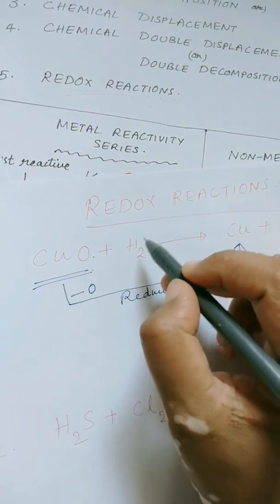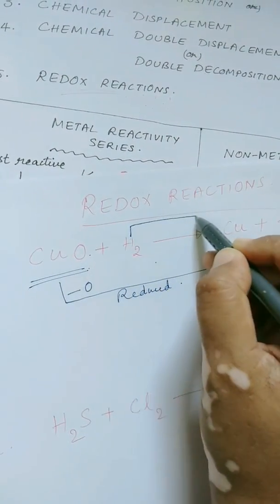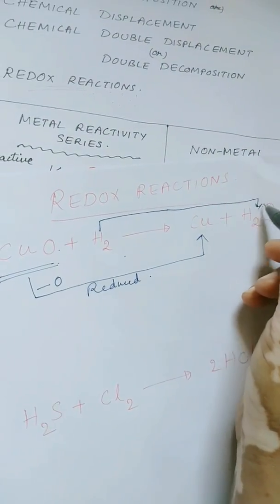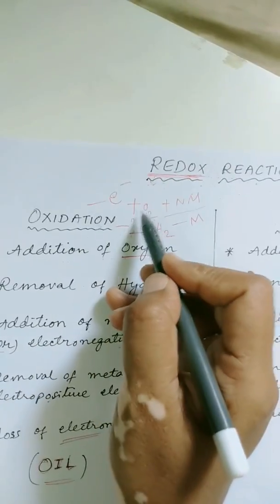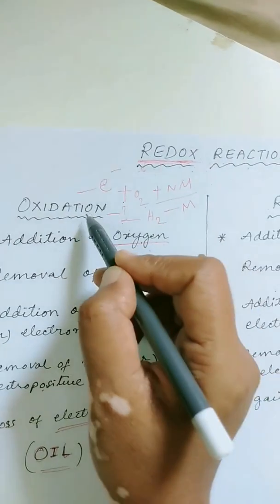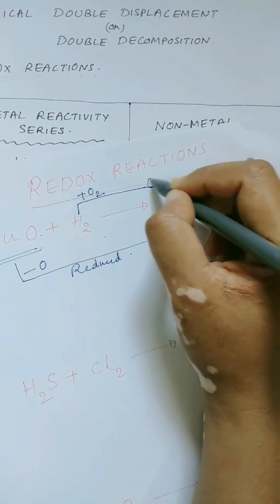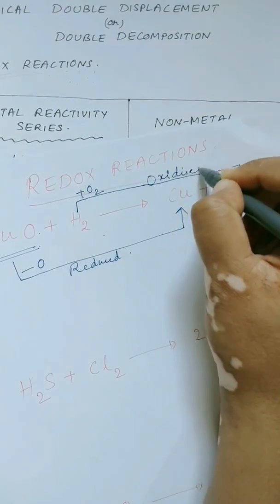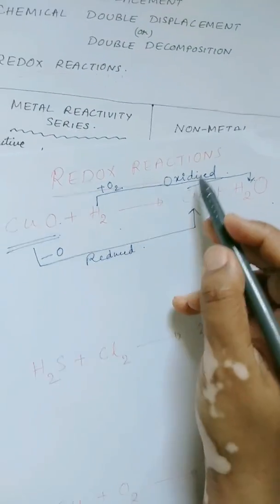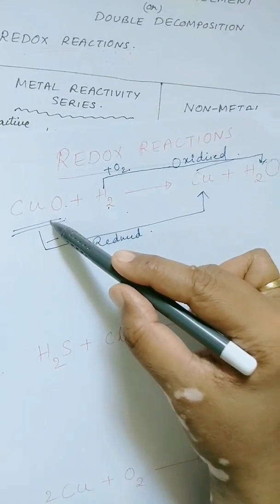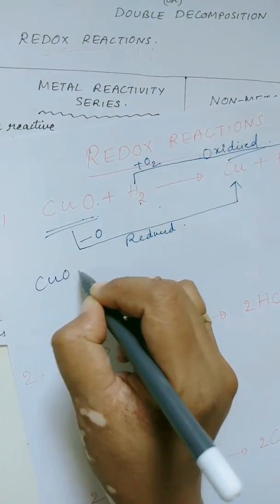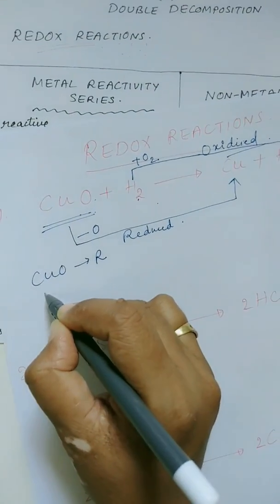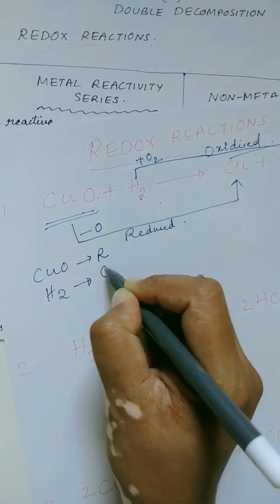Now let's consider what is happening to hydrogen. Oxygen is getting added, so addition of oxygen is nothing but oxidation. So we can say that hydrogen is getting oxidized here. So which one is getting oxidized here? Hydrogen. And which one is getting reduced? It is copper oxide. CuO getting reduced and H2 getting oxidized.